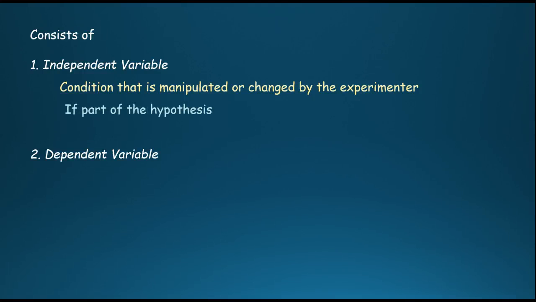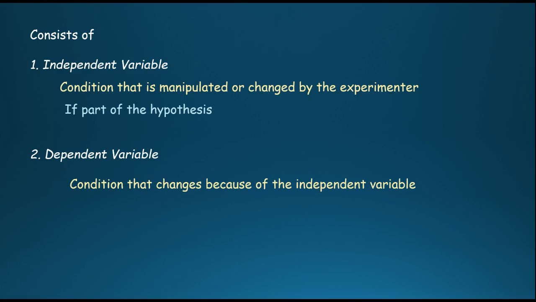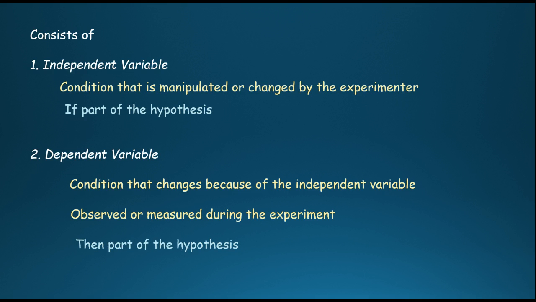The dependent variable, on the other hand, is the condition that changes because of the independent variable. Thus, it depends on what you are manipulating. The dependent variable is the then part of the hypothesis. This is the variable that is observed or measured during the experiment. The independent variable, on the other hand, is the if part of the hypothesis.